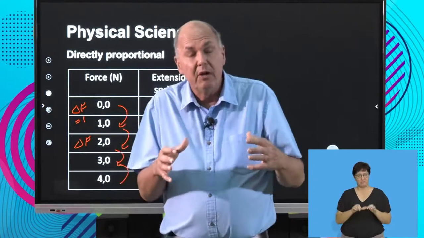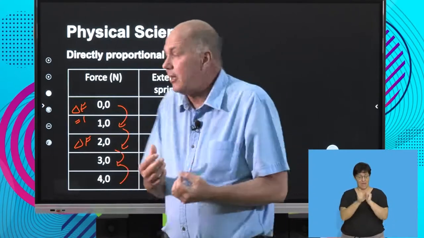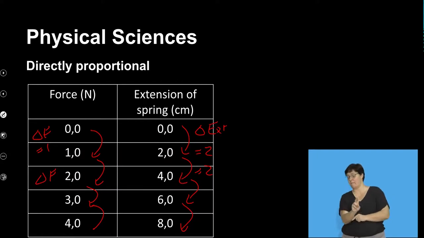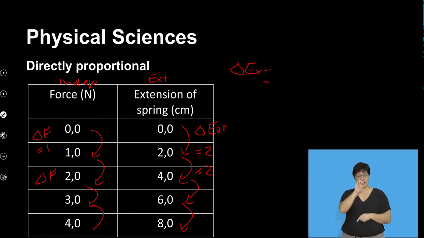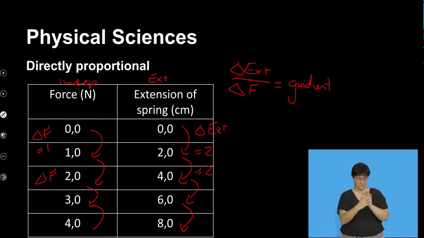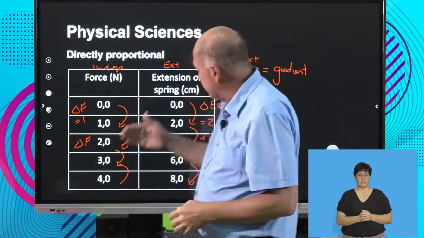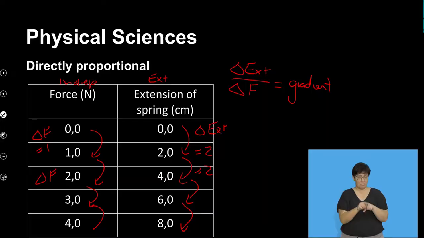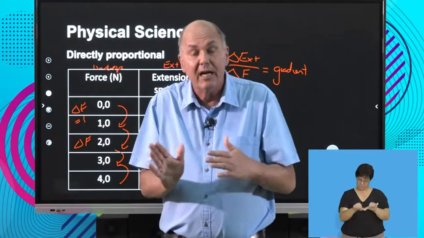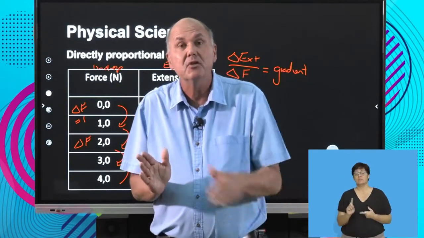And what's important mathematically here is that if we recognize that the force is the independent variable and the extension is the dependent variable, then we can say delta ext over delta F is going to be the gradient of the graph if we were to take these values and plot them. And if we got the same value every time, so it's 2 over 1 all the time, then we know that that gradient is going to be consistent. The only time there's a consistent gradient is if you have a straight line graph.